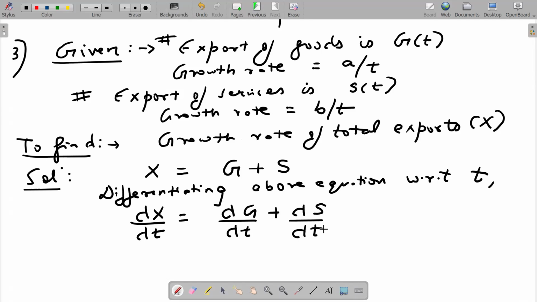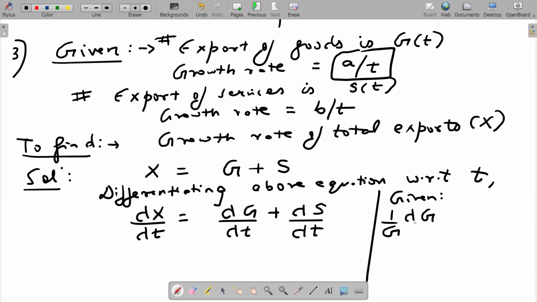Okay. Now, what's the growth rate of exports? It's already given to us as A by T. So I can now write what's the growth rate of exports, dg by dt. We are given that the growth rate of goods is A by T. That means 1 over G times dg by dt. This is nothing but the growth rate of exports, 1 over G times dg by dt.